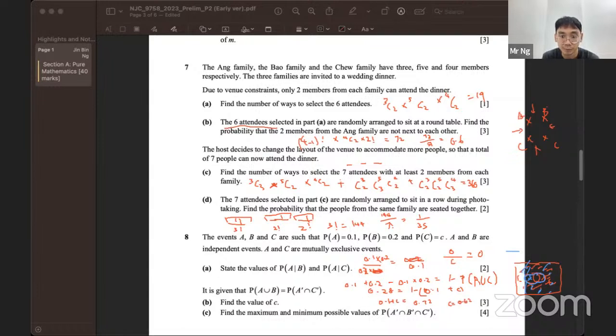Find the maximum and minimum. Okay, I hate this kind of question. So this is equivalent to 1 minus the probability of A union B union C. So we need to find the maximum value of A union B union C and then the minimum value of A union B union C. Let's look at the diagram.